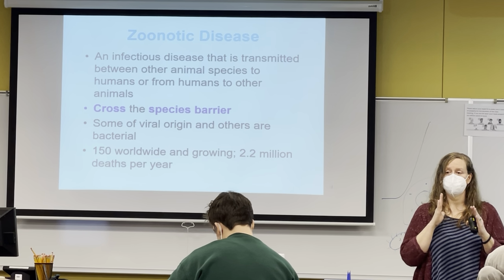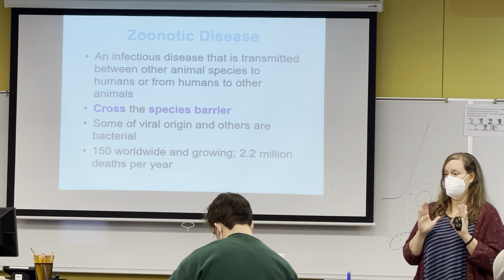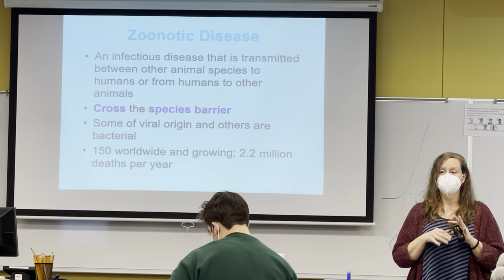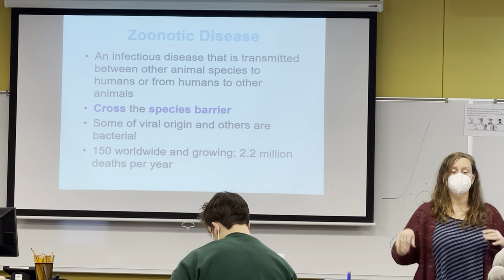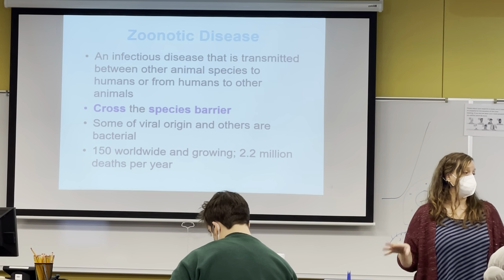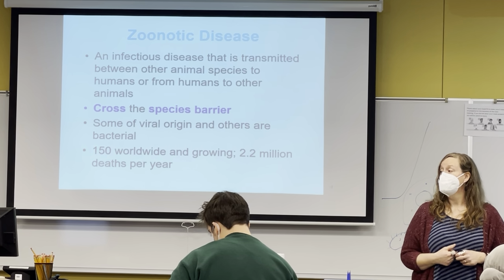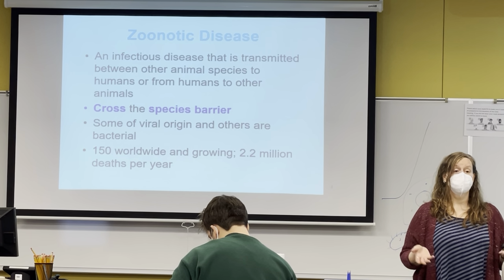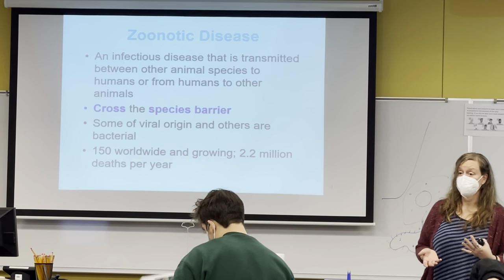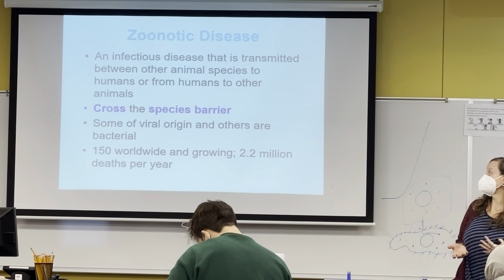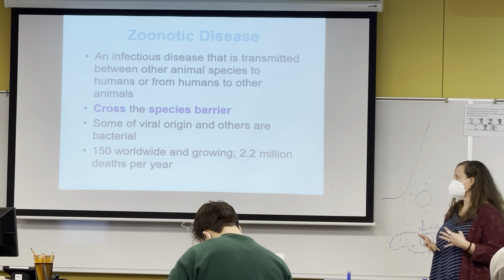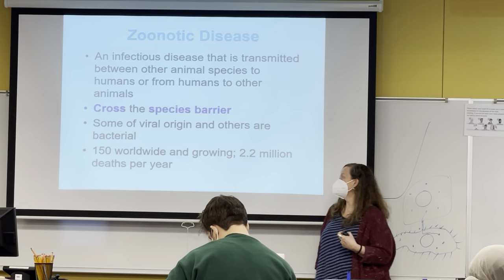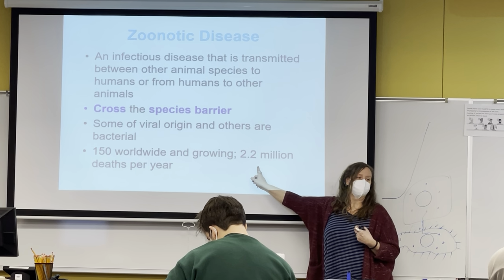meaning that even though we are reproductively isolated from a bat, for example, a chicken, a pig, they could get a disease, and somebody working in the environment of chickens, like a chicken farm, for example, or working in a market where they're selling chickens, can contract a disease. And it's rare, but it happens. And it's happening more and more. There are 150 worldwide zoonotic diseases now, and 2.2 million deaths.